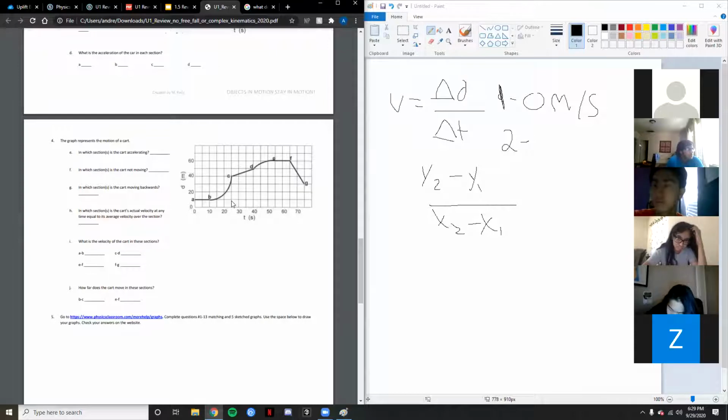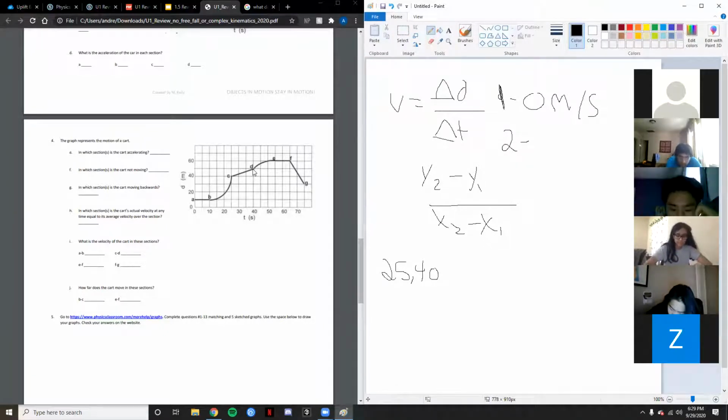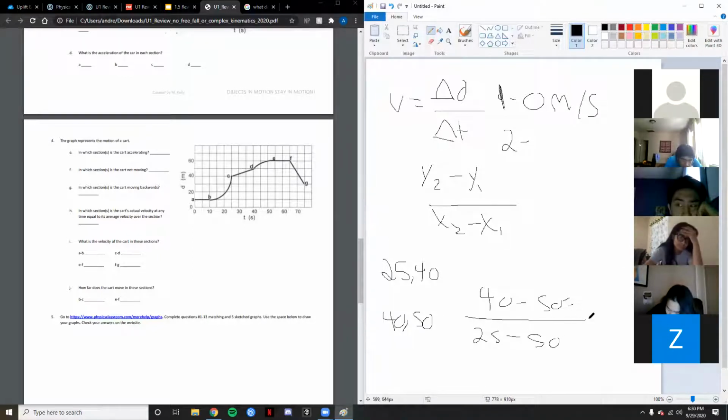So pick a point, 25, 40. And pick another point, the end point really, 40, 50. And now we have to find the velocity. So 40 minus 50 equals something over 25 minus 50. So negative 10 over negative 25. That gives you 0.4 if you put it into your calculator.